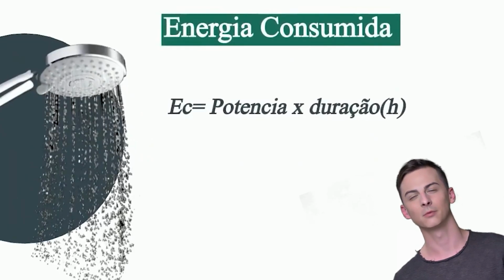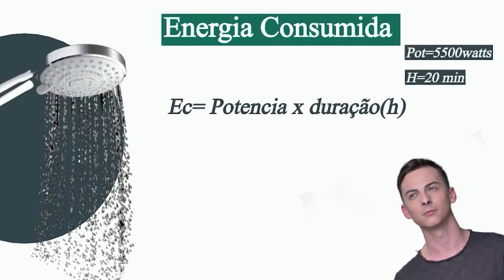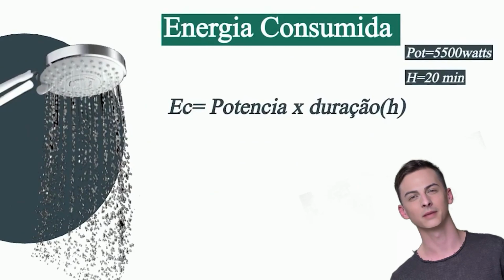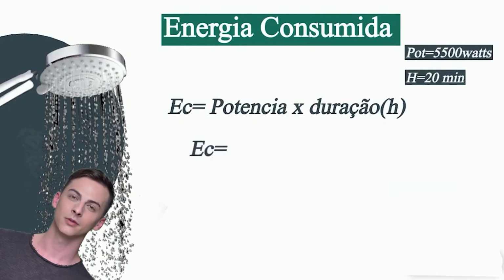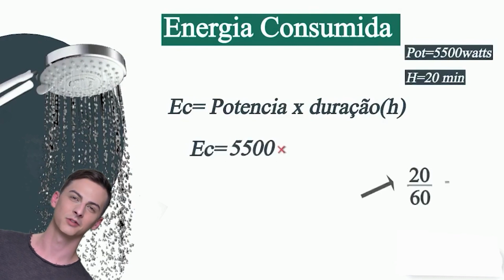Now we need to calculate the energy consumed by each equipment. In this example, I will calculate it for the shower and the refrigerator. Alright, grab your calculator and calculate it with me. Let us consider a shower with a power of 5,500 watts and a duration of approximately 20 minutes per day. To convert minutes to hours, simply divide by 60, as each hour has 60 minutes. So, dividing 20 by 60, you should get the number 0.33.